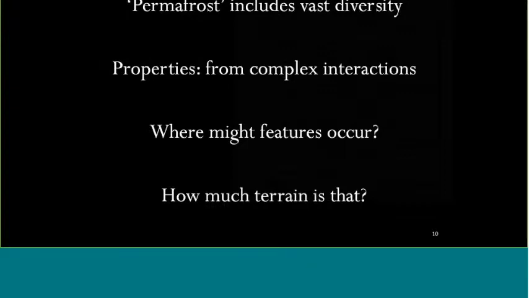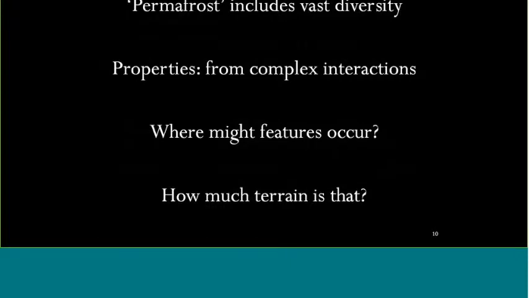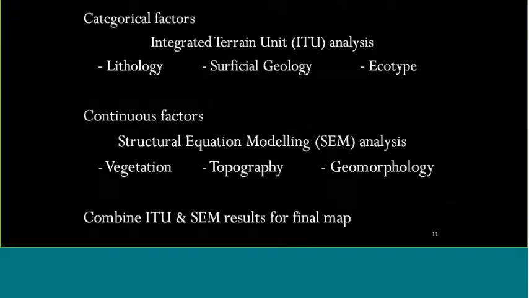So permafrost includes a vast diversity of landscapes, and those diverse properties form complex interactions, and they influence what type of thermokarst feature you're likely to get in any particular location. So where in the study region might these features occur, and how much terrain is that? Well, the terrain suitability estimates I came up with were based on both categorical factors and continuous data factors.